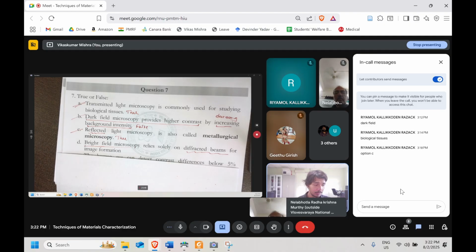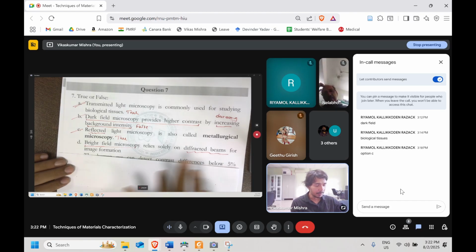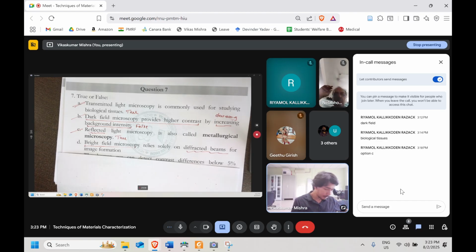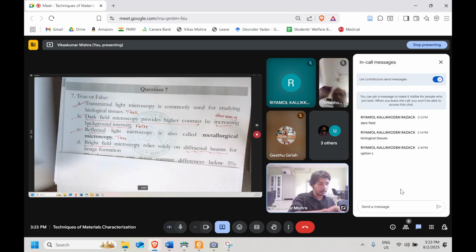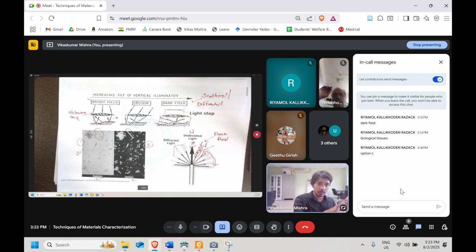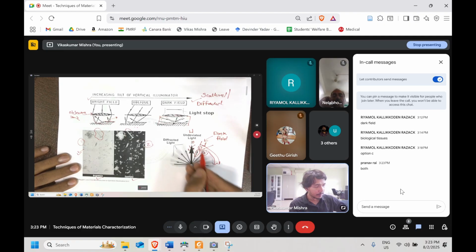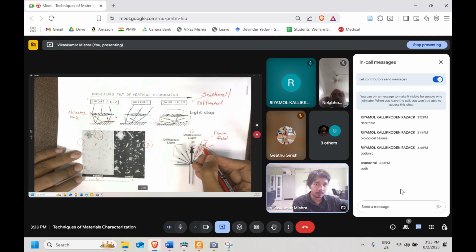What do you think? We are talking about the bright field microscope. Does it require the diffracted beam, or are we using the reflected one directly? See, again we'll stick with our diagram. This beam we are using for the direct, bright field. The first one we are using for the dark.